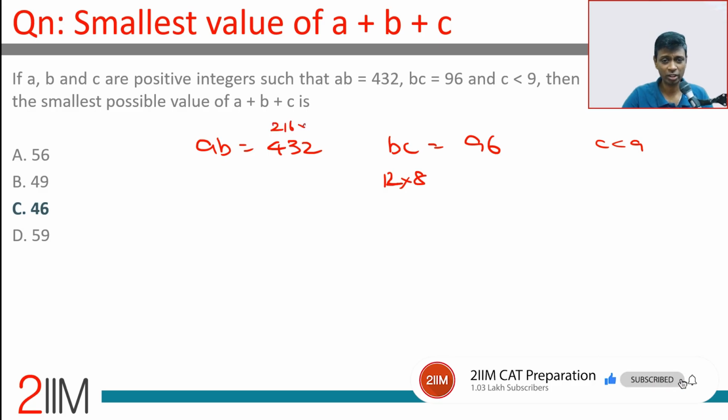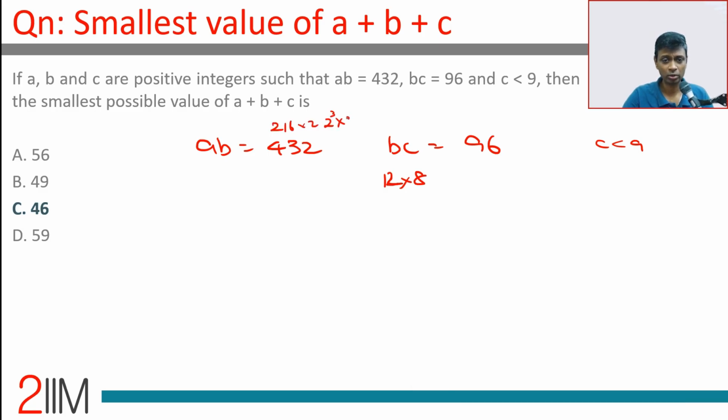432 is 216 into 2, 2 cube into 3 cube into 2. This is 2 power 4 into 3 cube. Keeping it in terms of prime factorization could be easier. C could be 8, B could be 12. Keep it close. C could be 6, B could be 16.